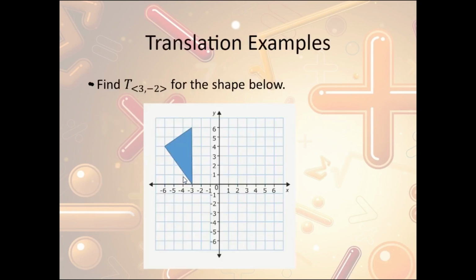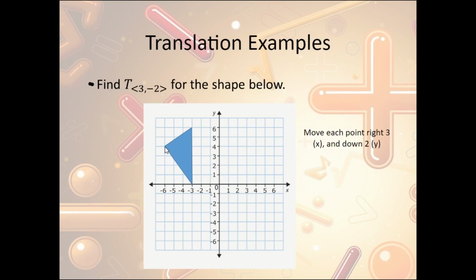So let's look at an example. So we want to find T of 3, -2. So what we're going to do is take each of the points and move them to the right 3 and down 2, because we're going to have a change of +3 on the x-axis, so everything's going to slide to the right. And then -2 on the y, so it's going to go down 2. So I take each point and slide it to the right 3 and down 2.